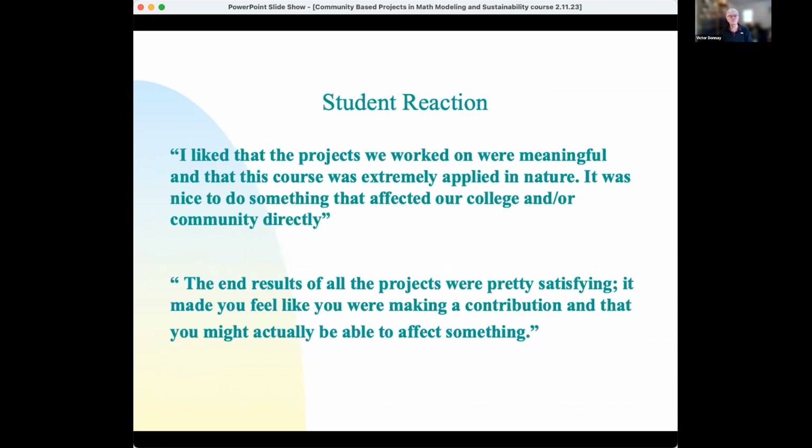So here's some of the student reaction: that it was meaningful, that they got to use their math and impact the college and community. They really like it when the project is the college, because that's their community for 4 years and they want to contribute to it. And it was satisfying to feel you were contributing and having an effect.